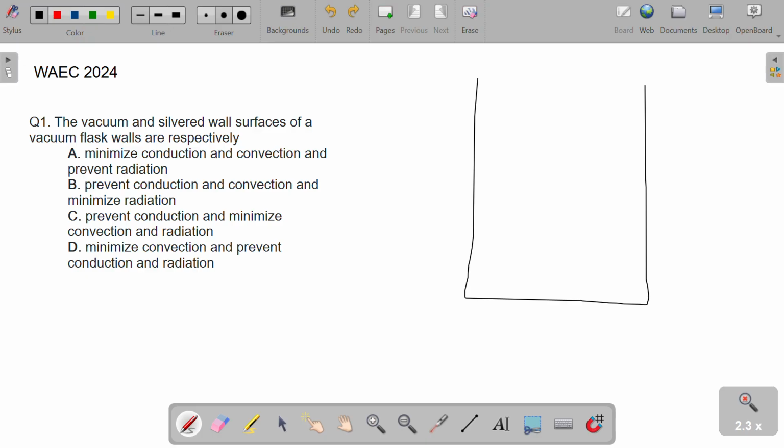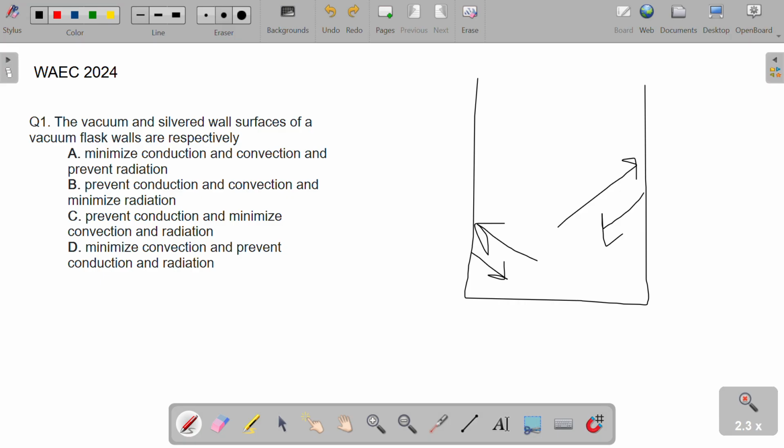And the next part is radiation. Now how does it minimize radiation? It minimizes radiation by reflecting radiation back into the flask. Let's say it hits the wall, it reflects it back. So that's why it is silvered. It is silvered so as to reflect it.